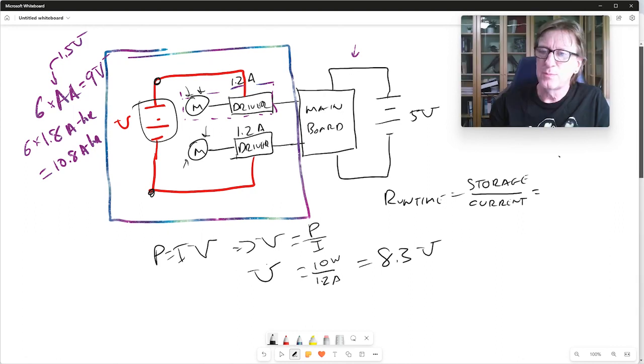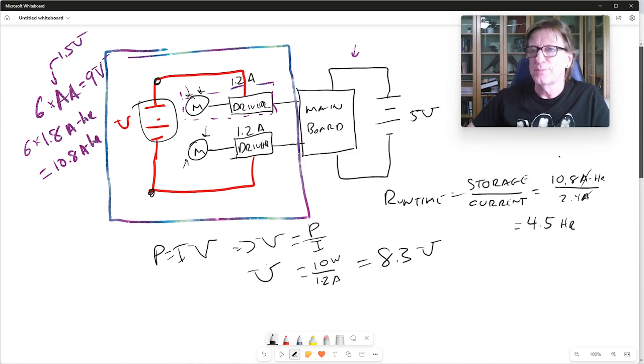Let's get the camera back. There we go. So we've got 10.8 amp hours. And we're going to divide that by 2.4 amps. Again, my amps cancel. I'm left with hours. And when I do that, I get a runtime of 4.5 hours, which is pretty reasonable. So with that, we can run on that battery pack for a fairly long time, as long as the batteries are fresh.